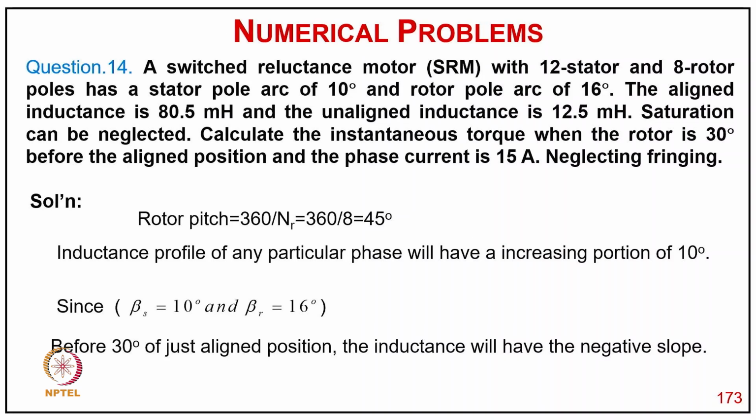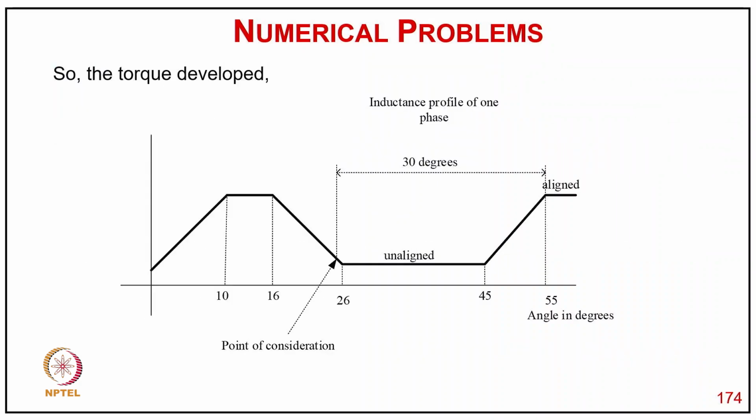Question 14: a reluctance motor with a 12 pole stator and 8 pole rotor has a stator pole arc of 10 degree and rotor arc of 16 degree, aligned inductance 80.5 millihenry and unaligned 12.5 millihenry. Saturation is neglected. Calculate the instantaneous torque when the rotor is 30 degree before the aligned position and the phase current is 15. Rotor pole pitch is 360/N_R, that is 45 degree. The inductance profile of a particular phase will have an increasing portion of 10 degree, so β equals 10 degree and β_r equals 16. So 30 degree before aligned, the inductance will have the negative slope. And this is the inductance variation, as you can see there.